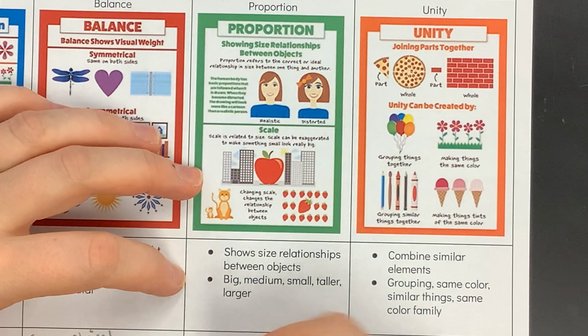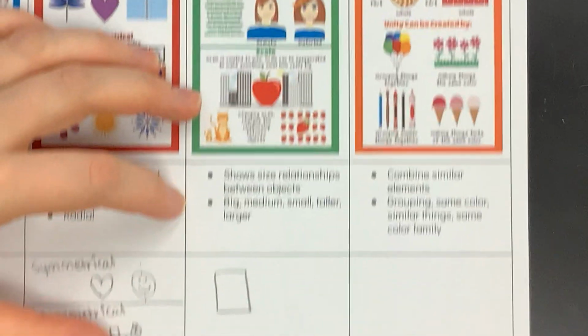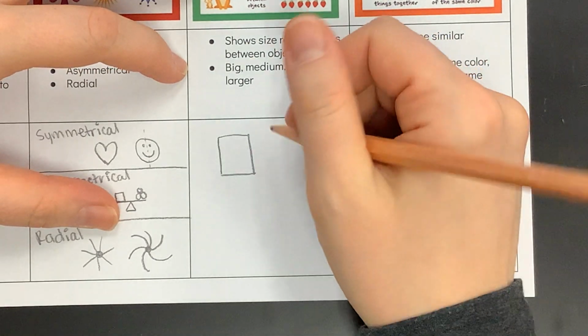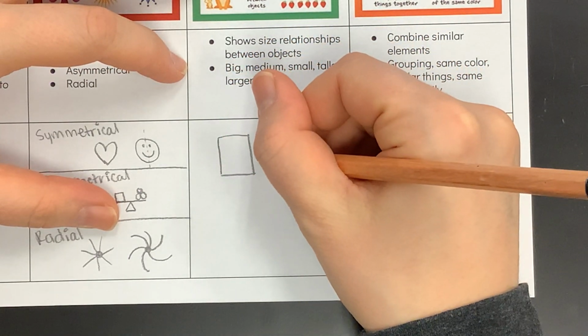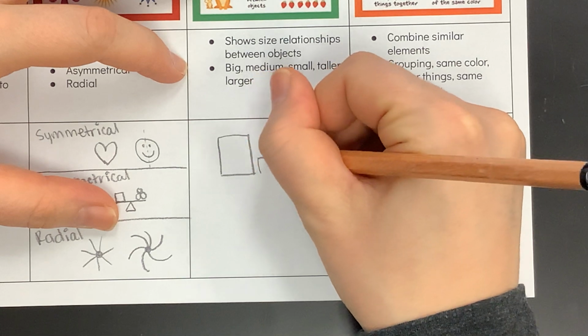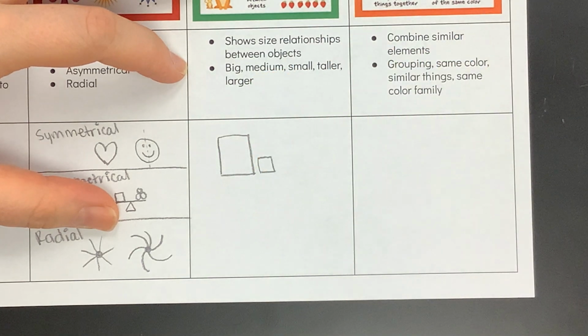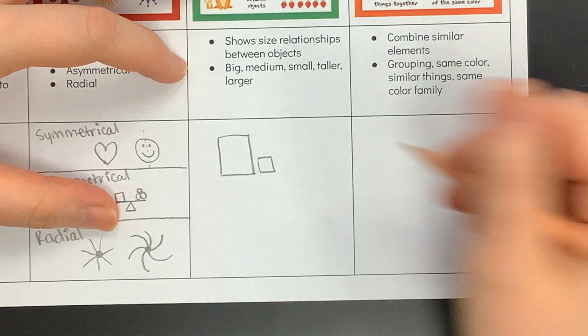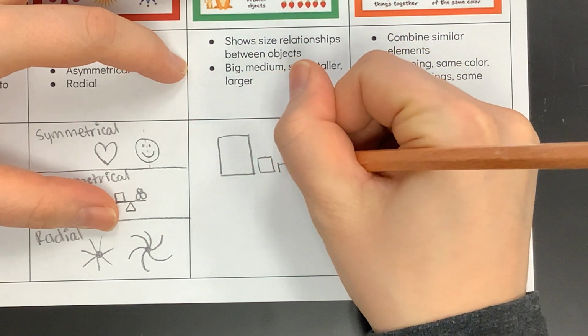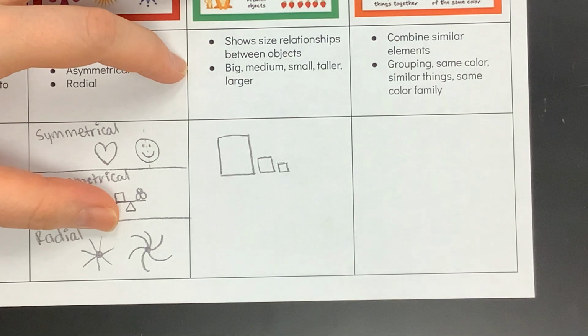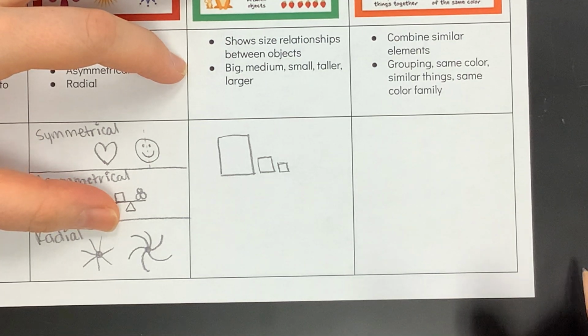So talking about relationships of the whole, I could have a square here, or a rectangle. It's more of a rectangle, I guess. And then I could say this rectangle, or this building, if I want to imagine it's a building, is larger than this smaller square or building. And then I could say this square is even smaller. So it's just talking about how you can discuss art in relationship to the whole.